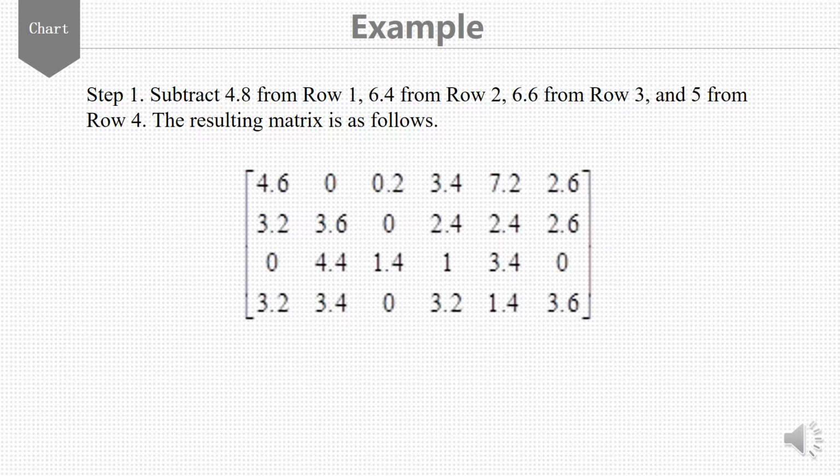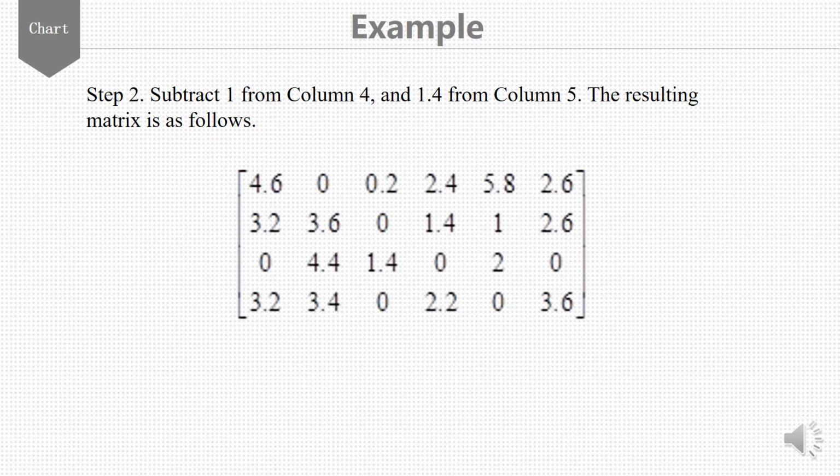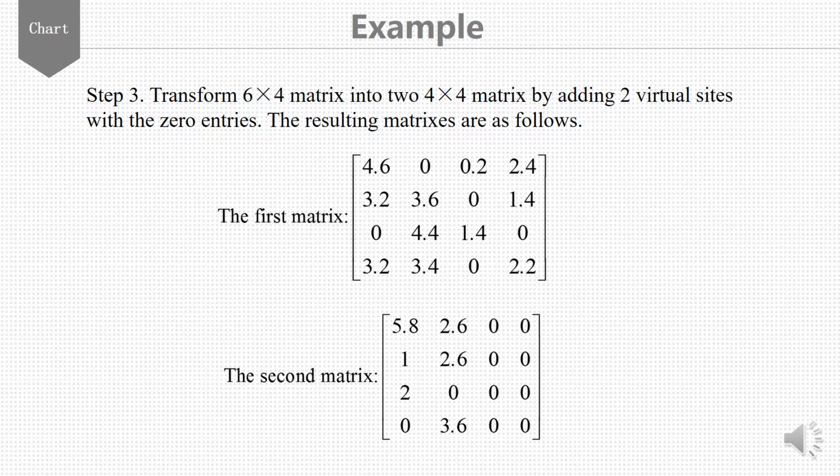Step 1. Subtract 4.8 from row 1, 6.4 from row 2, 6.6 from row 3, and 5 from row 4. The resulting matrix is as follows. Step 2. Subtract 1 from column 4 and 1.4 from column 5. The resulting matrix is as follows. Step 3. Transform the 6 multiplied by 4 matrix into 2 4 multiplied by 4 matrices by adding 2 virtual sets with 0 entries. The resulting matrices are as follows.